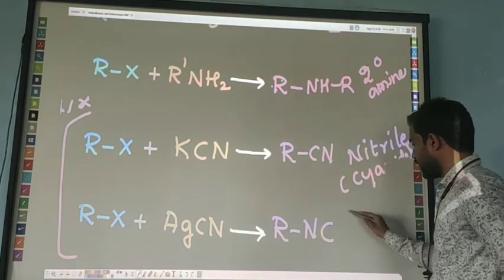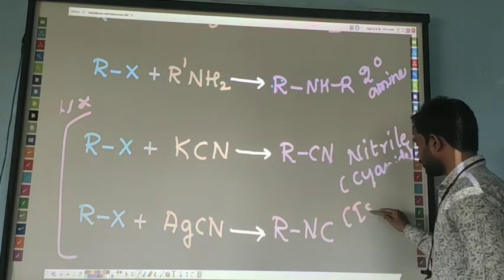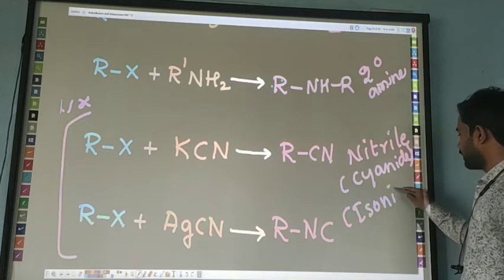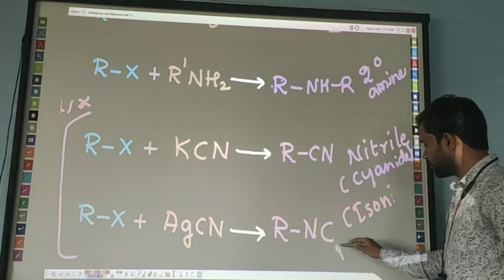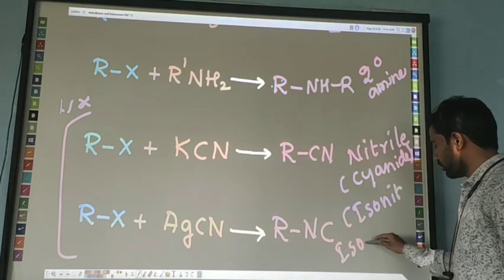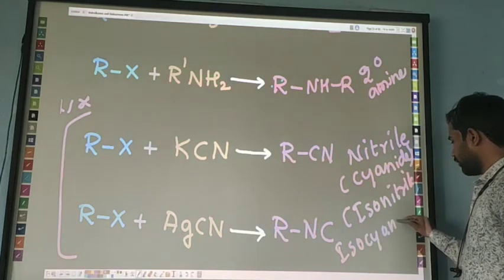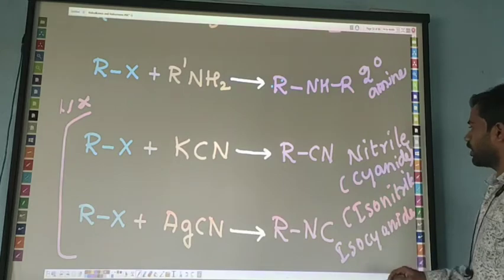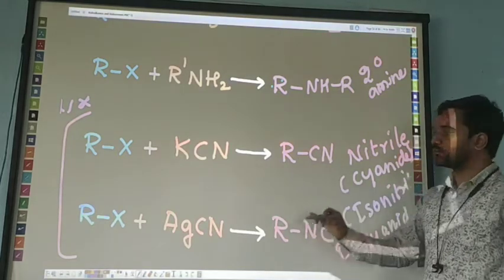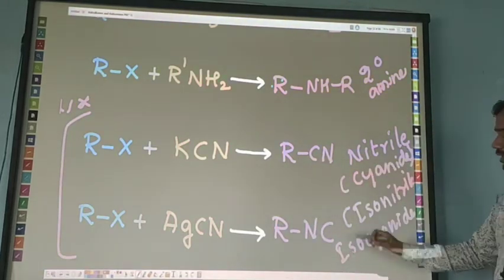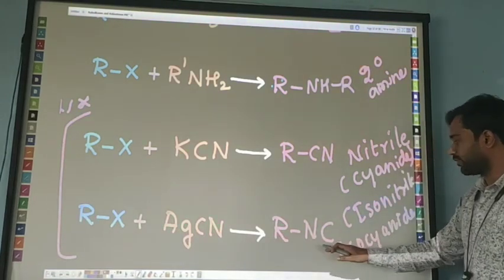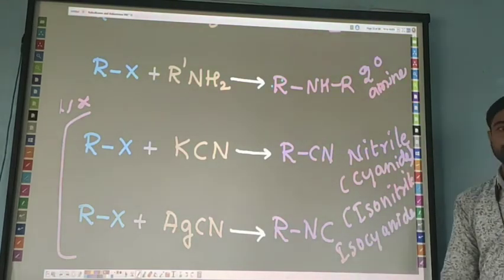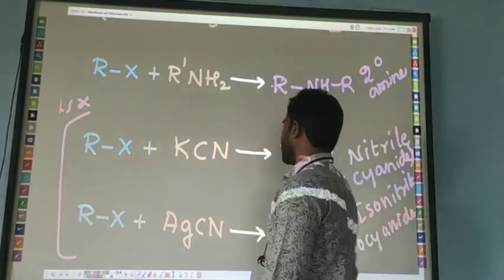This is to be known as isonitrile, and isocyanide. If the molecule is bonded to the alkyl through carbon, that is known as cyanide or nitrile. If the complex reacts with the alkyl through the nitrogen side, that is known as isonitrile or isocyanide.